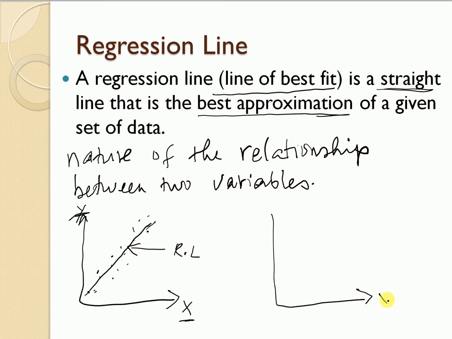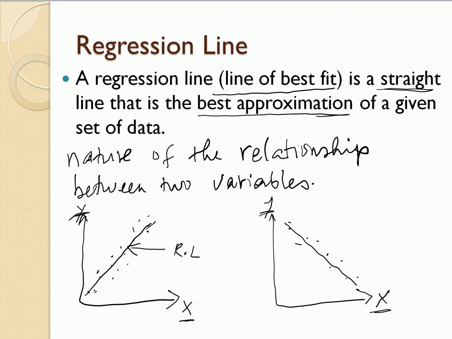If, on the other hand, the two variables x and y can be modeled using a downward sloping regression line, then we know that x and y are negatively related.